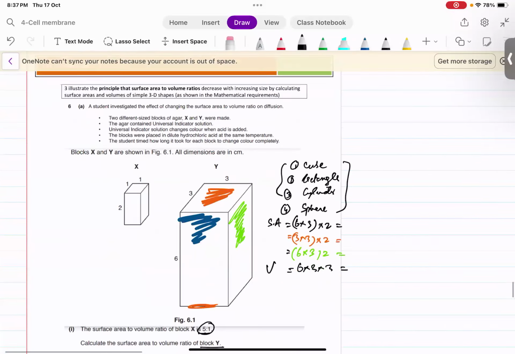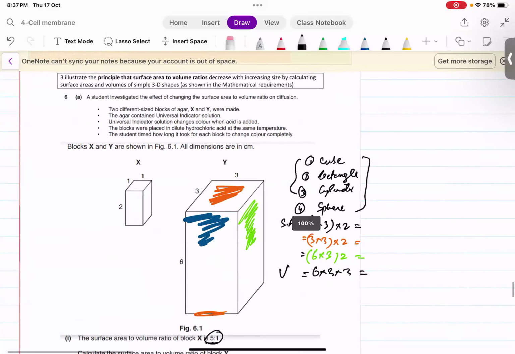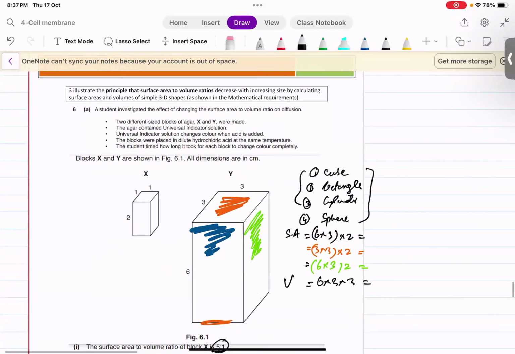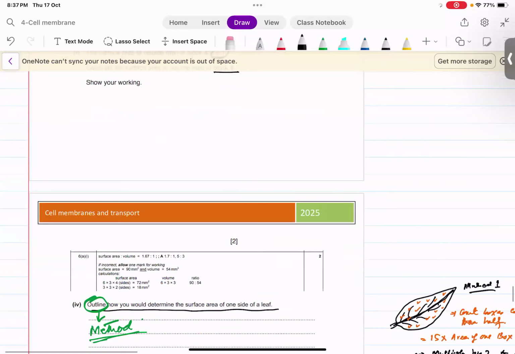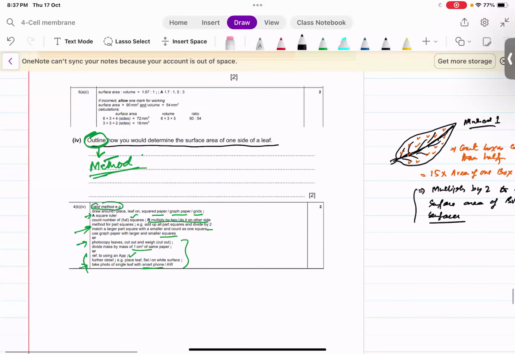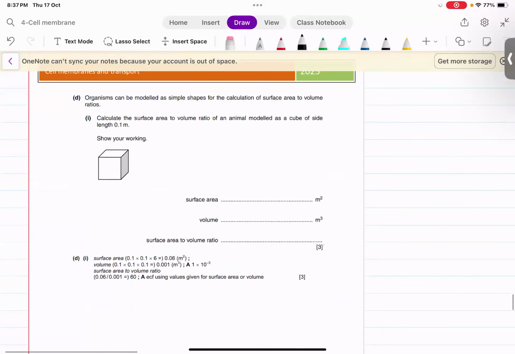Yes, this is to illustrate the principle that surface area to volume ratio decreases with increasing size by calculating surface area and volume of simple 3D shapes, and then investigating the effect of surface area to volume ratio on the rate of diffusion. We will have some extended questions on this topic. So this is one factor.